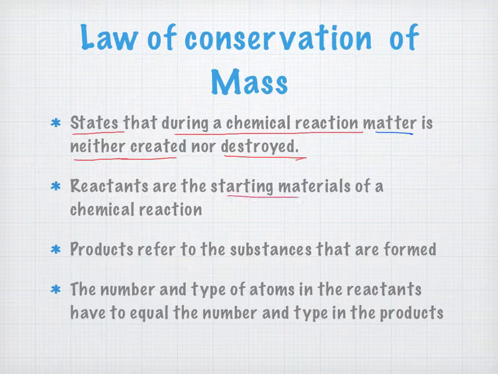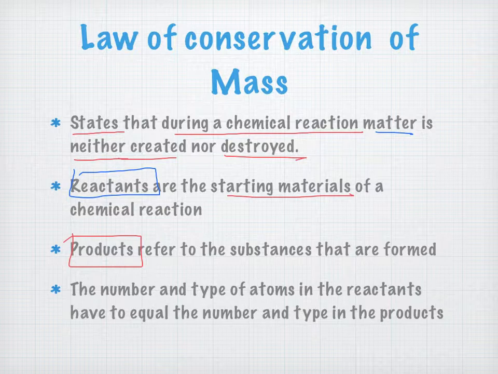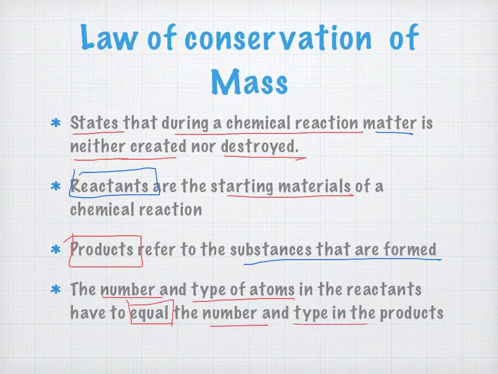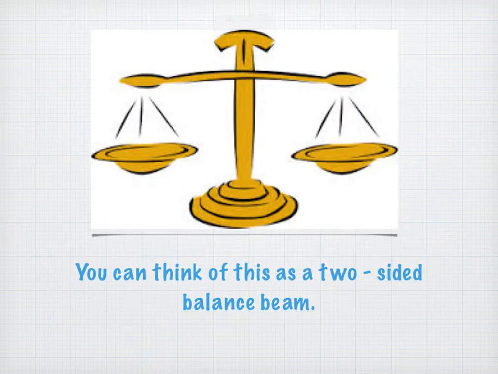Reactants are the starting material of a chemical reaction, whereas our products refer to the substances that are formed. The number and type of atoms in the reactants is equal to the number and type in the products. You can think of this as a two-sided balance beam. They need to be balanced.